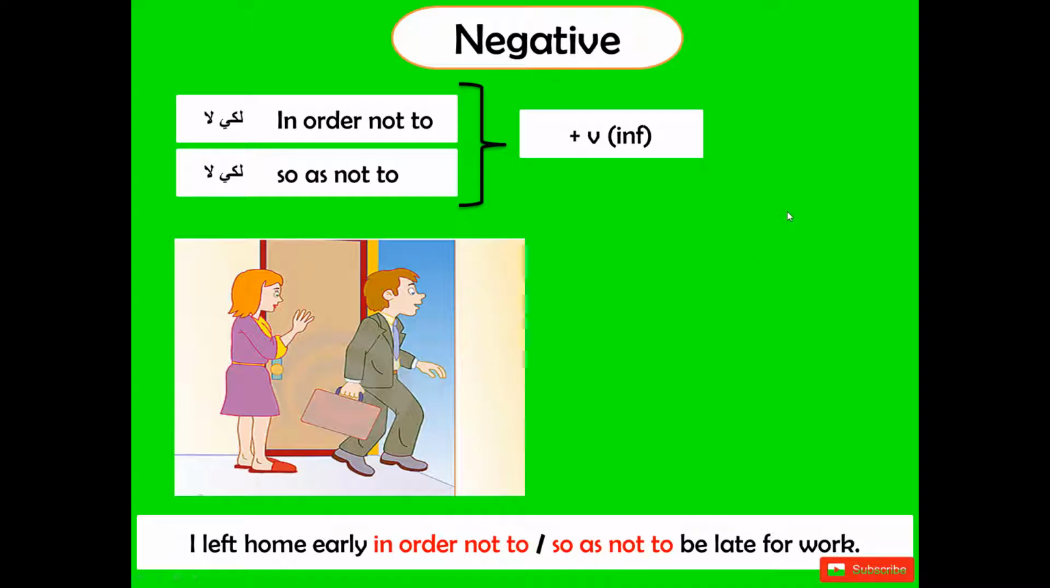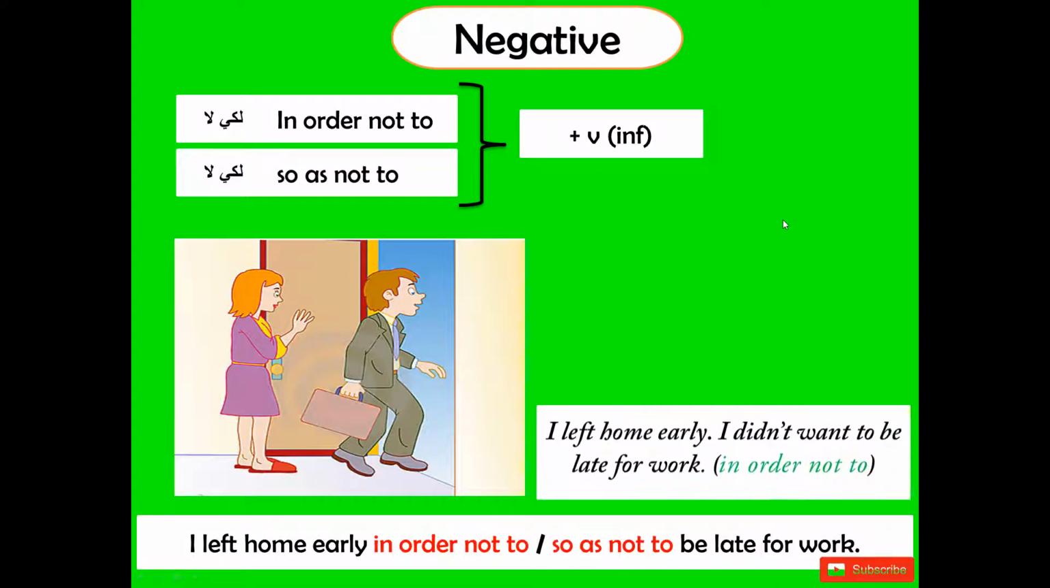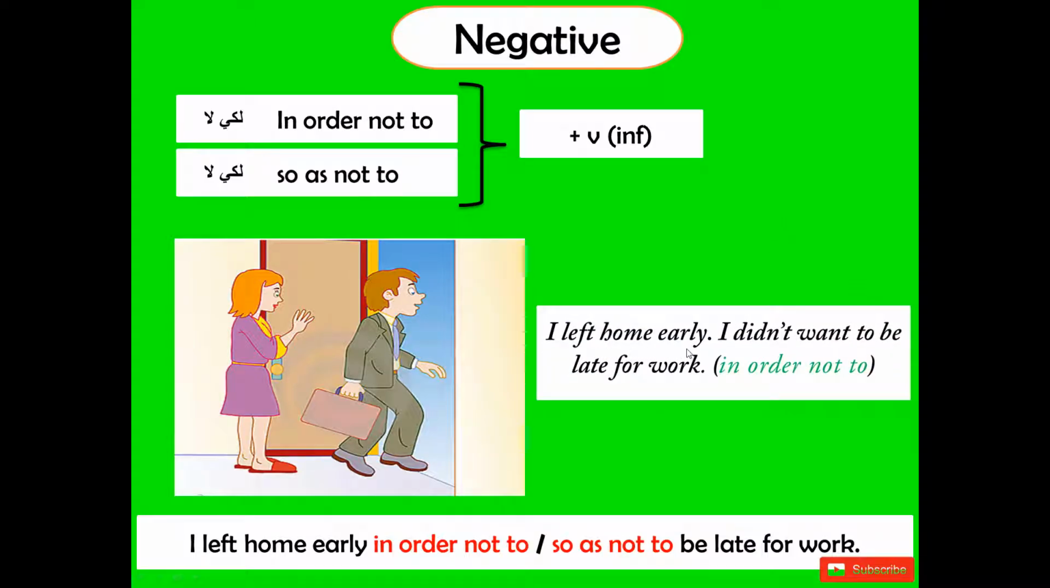مثلا في الوطني, in the national exam, you are given this example. I left home early, full stop, I didn't want to be late for work. So here we have two ideas, and you are asked to use in order not to join the two ideas. This is the result. I left home early in order not to be late for work. Hope it is clear. Let's move on.